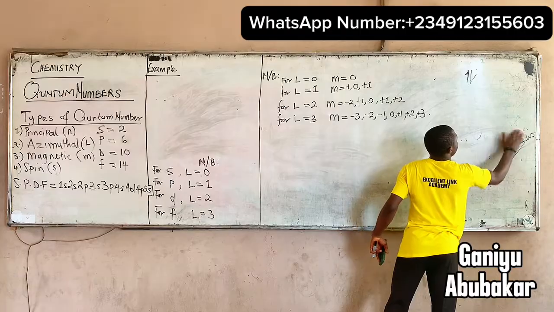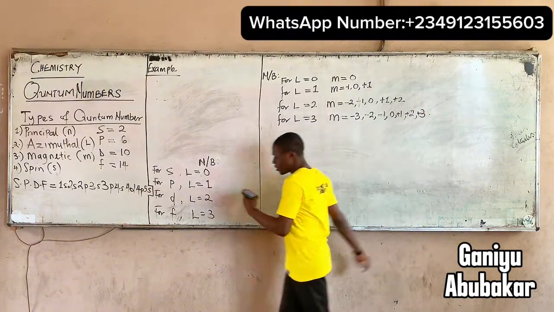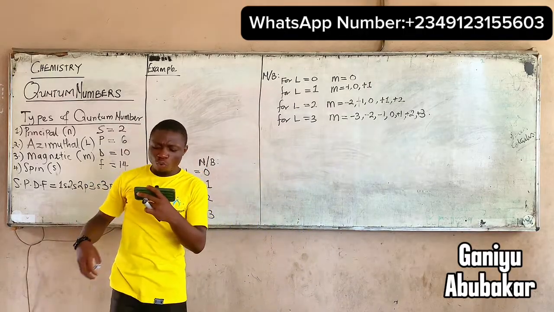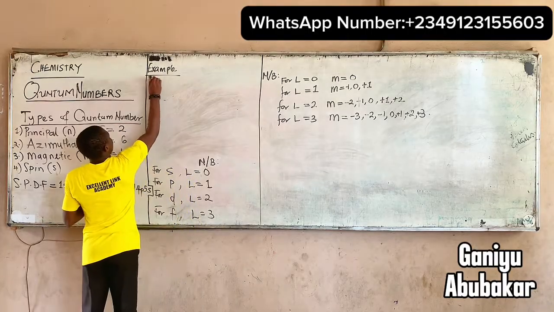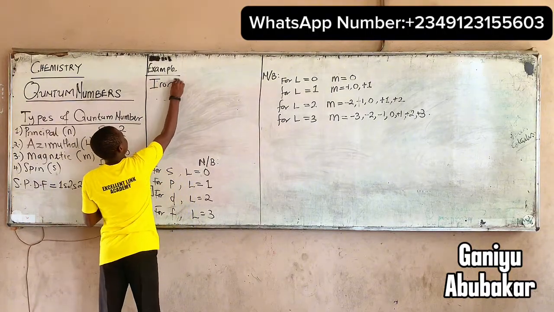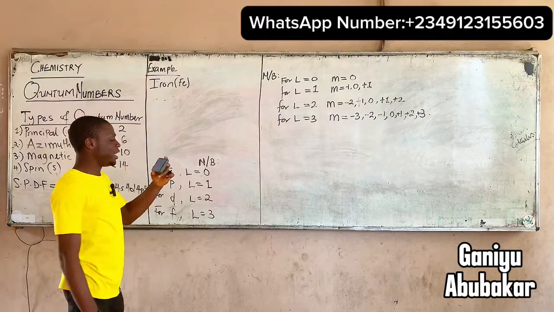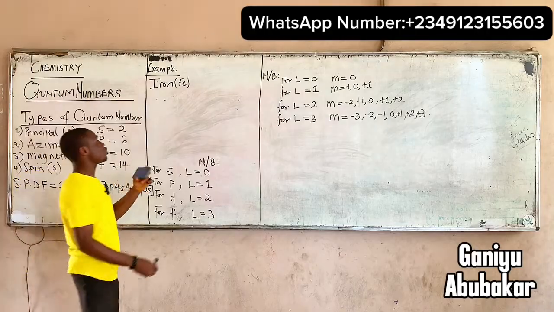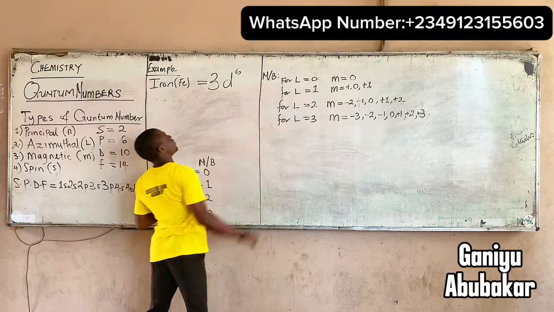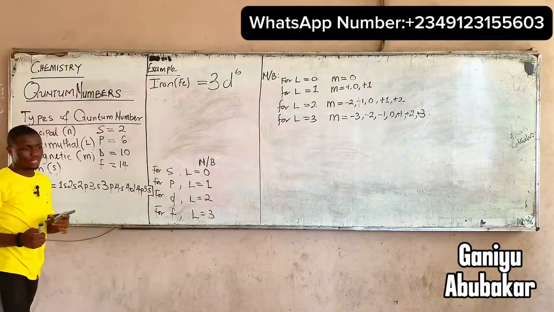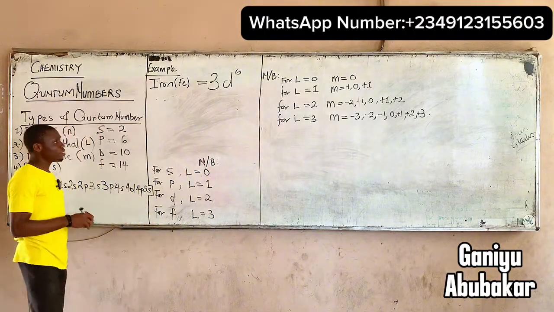For example 2, the question says find the quantum numbers of the ion, that's Fe, given that the last shell is 3d to the power 6. So my last shell is 3d to the power 6. This becomes your question here. So how do you solve this? Listen up, please.